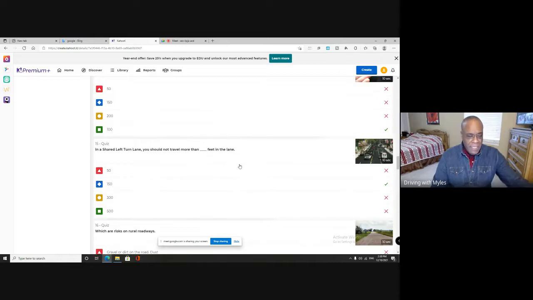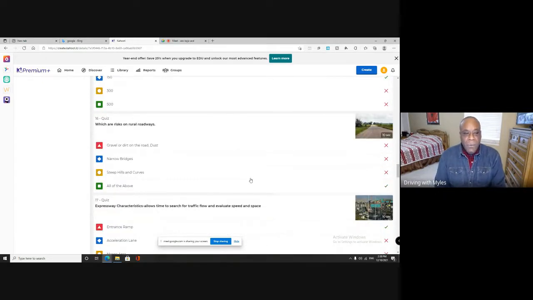Number 15, in a shared left turn lane, you should not travel more than 100 feet. The correct answer is 150 feet. Number 16, which risks are on a rural roadway? All the above: steep hills and curves, narrow bridges, dirt and grit on the road, which creates dust you can't see.